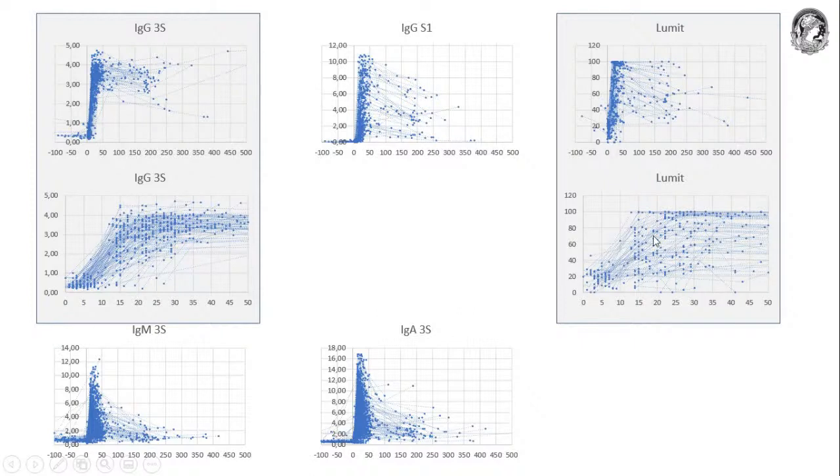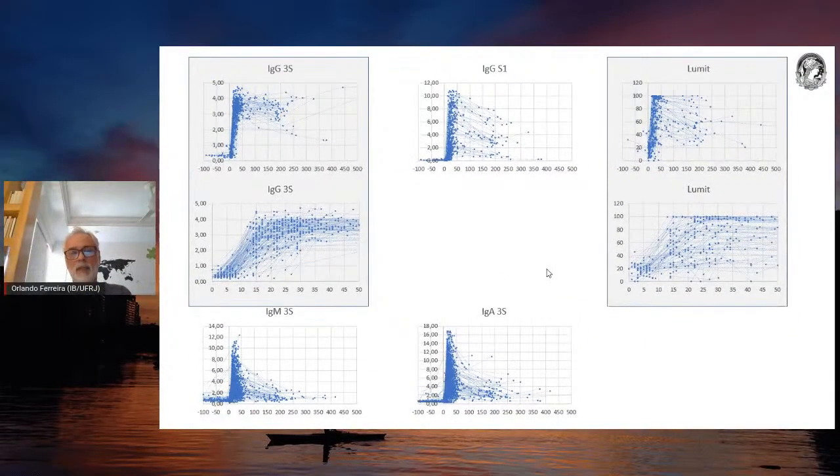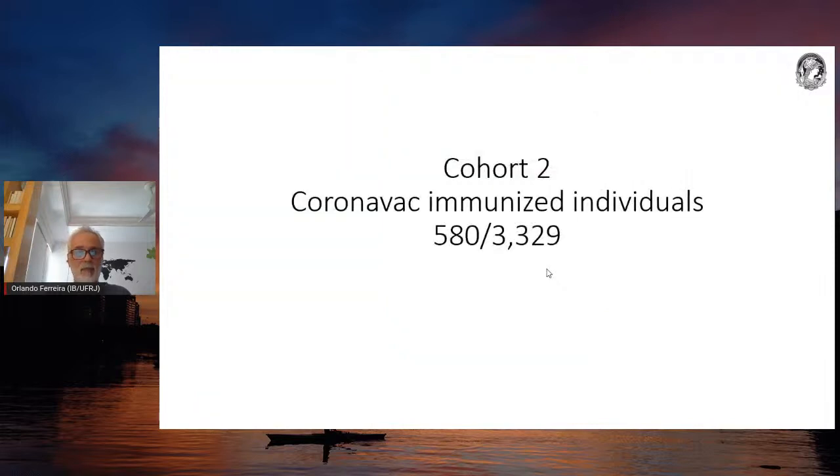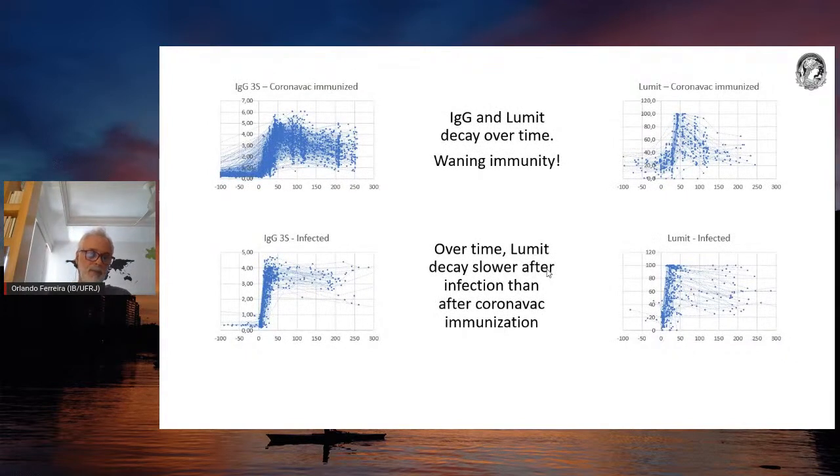The Lumit also has a kinetics for the appearance of antibodies. Most of the antibodies will appear after day 20, but for a group of patients they can appear at the same time as the anti-S antibody. And this is the most important data that we have from the infected cohort. As I said in the beginning, this cohort is dead because everybody has now been vaccinated, and this turns to the second cohort.